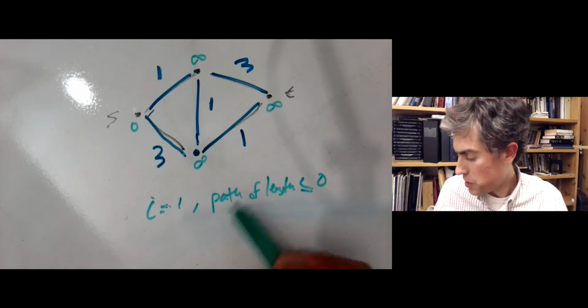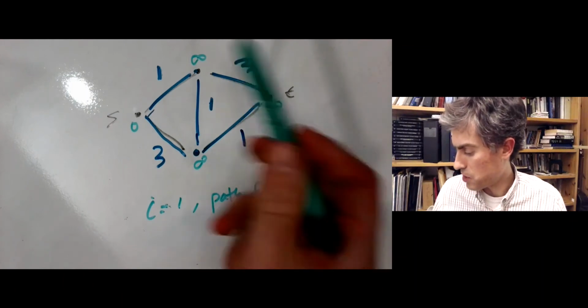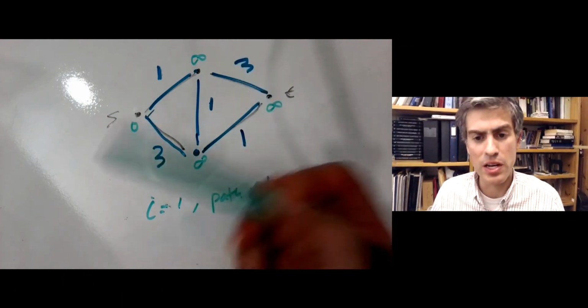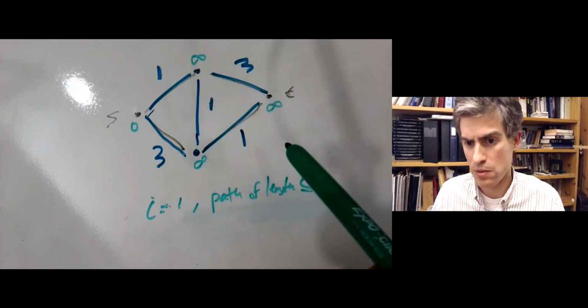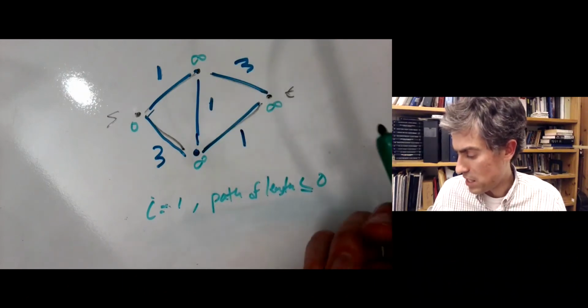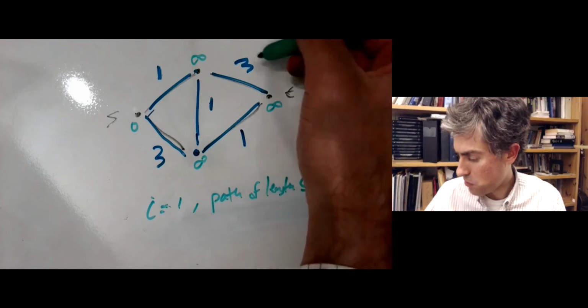The way we do this is the same every time. We just go through and consider every edge in any order. It doesn't matter what order we go through the edges. But for each edge, we do a relaxation. What that means is, let's say we start with this one here.